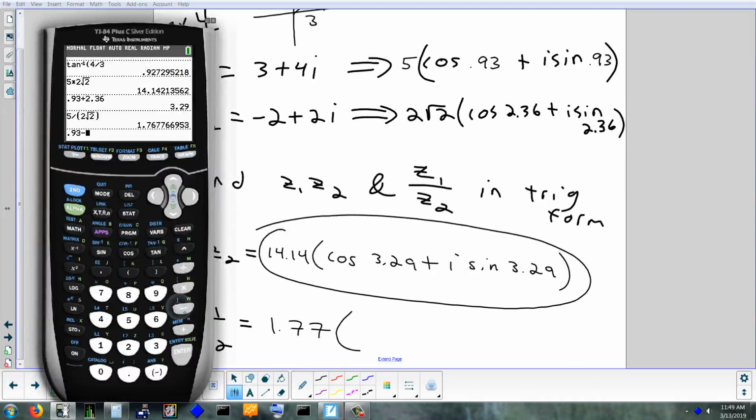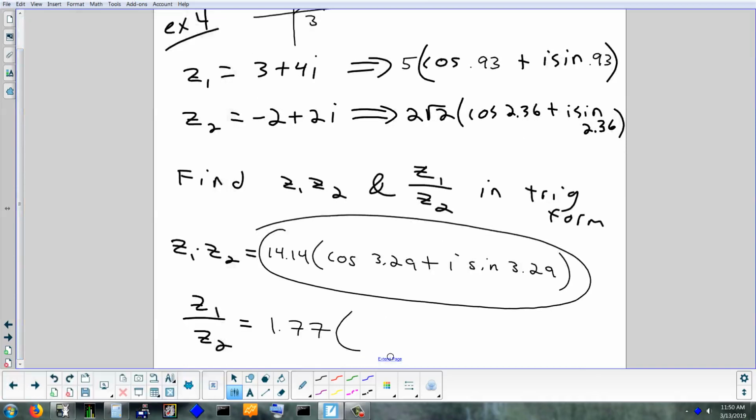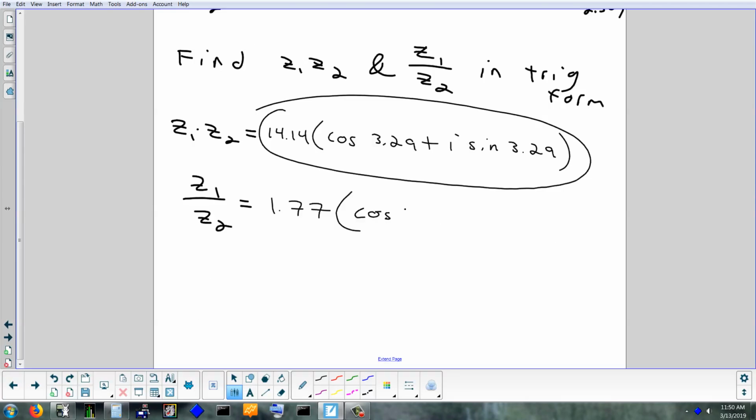Subtract. 0.93 minus 2.36. I just typed it in wrong. 0.93 minus 2.36. Okay, so we get an angle of negative 1.43. So we get cosine negative 1.43 plus i sine negative 1.43. Now, technically, they didn't say anything about getting rid of a negative angle. So that answer is fine.